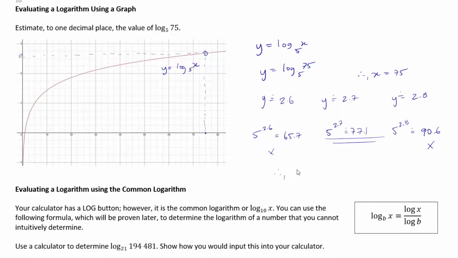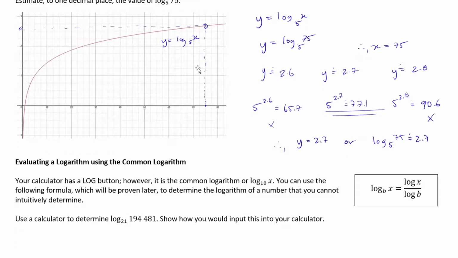So therefore, y is equal to 2.7, or logarithm 75 base 5 is equal to 2.7 approximately. Okay, so again, instead of x, we inputted the 75. We found the approximate y value, and we had a range of them. We picked the one that brings us closest to 75. And so we chose 2.7.